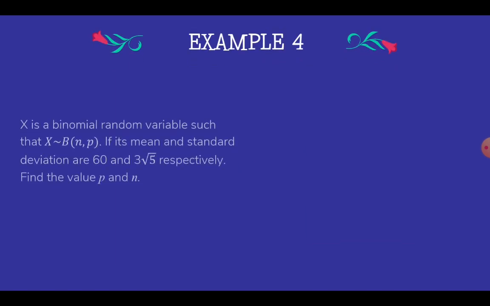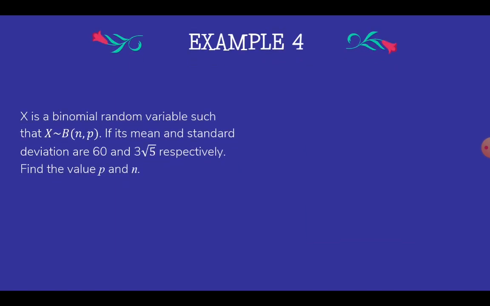Okay, next, example 4. X is a binomial random variable such that X is binomial with N and P, which we didn't know. If its mean and standard deviation are 60 and 3√5 respectively, find the value of P. So remember, the mean is 60 and the standard deviation is 3√5. For the mean, the formula is NP, and for the standard deviation, the formula is the square root of NPQ.